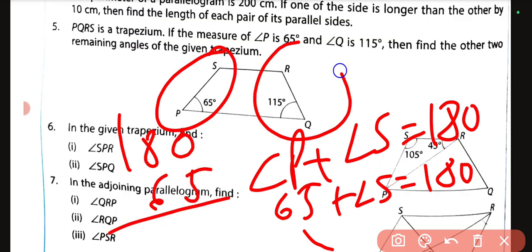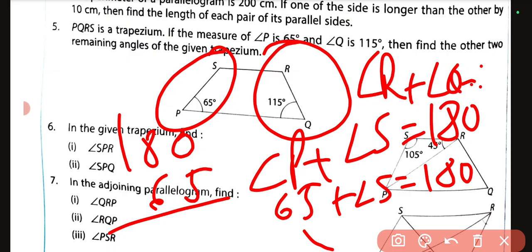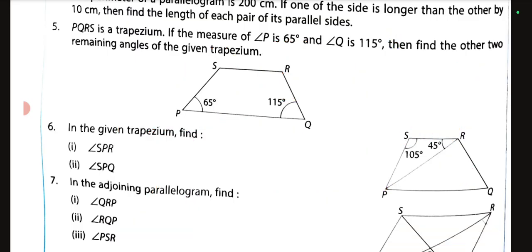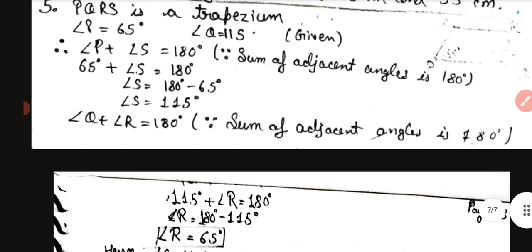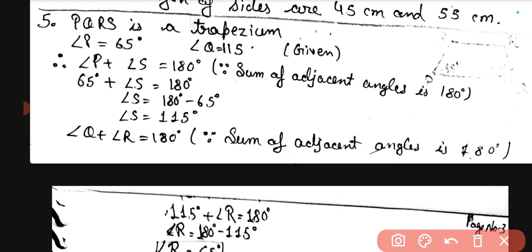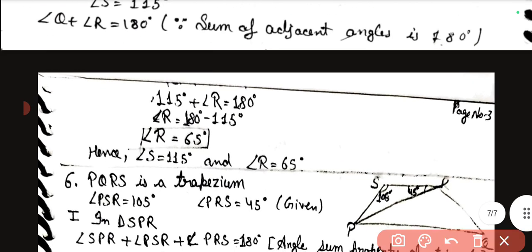Same in this case, angle R plus angle Q is equal to 180. Using the value of Q, you get the value of R. So you can see now P plus S is equal to 180. What is the value of P? 65. Now subtract this, and you get the value of S. Same here, Q plus R is 180 because they are adjacent angles. So the value of R is 180 minus 115, R is 65.